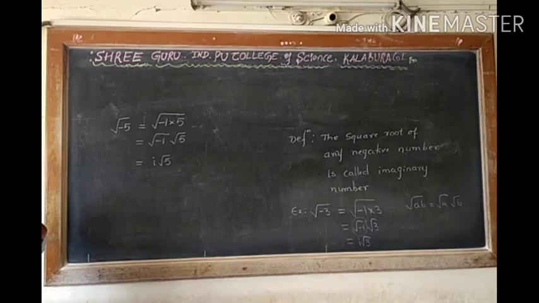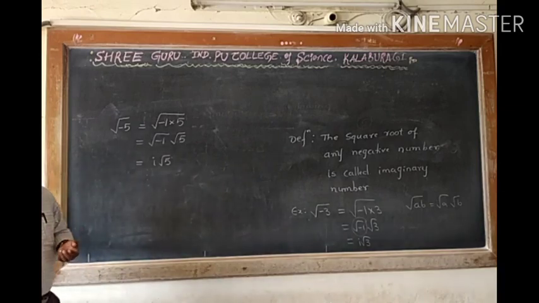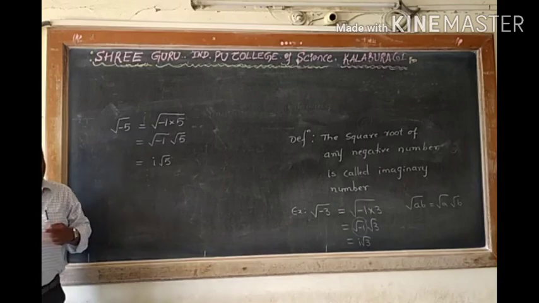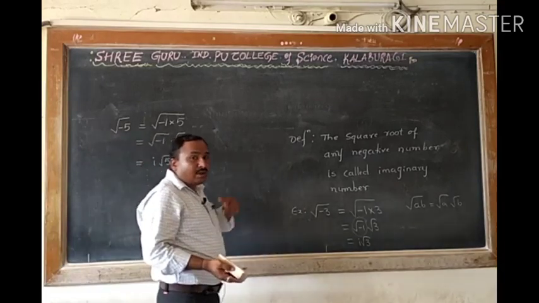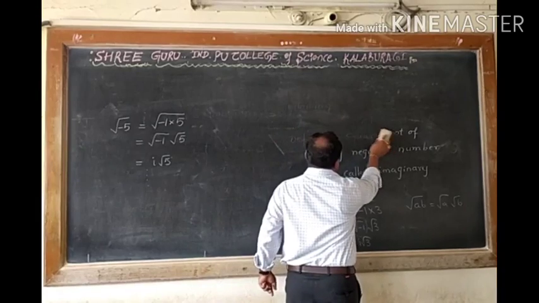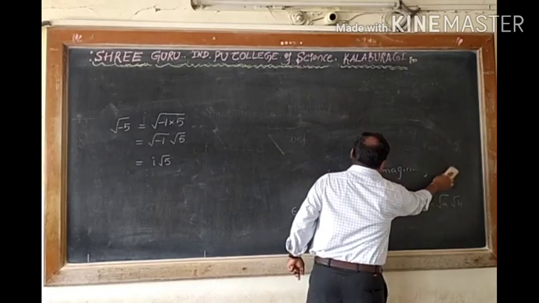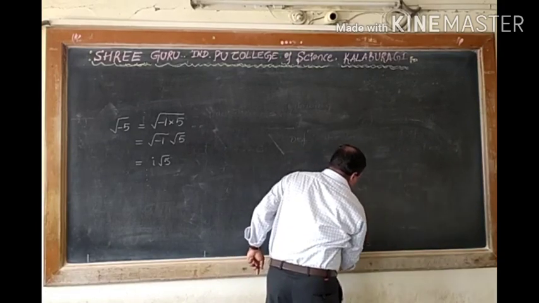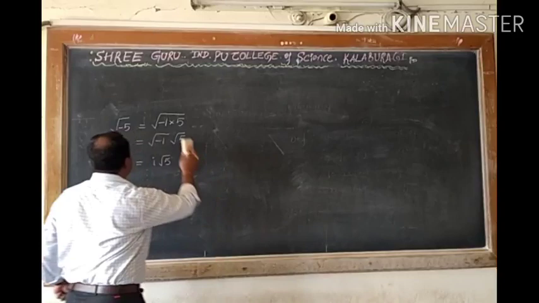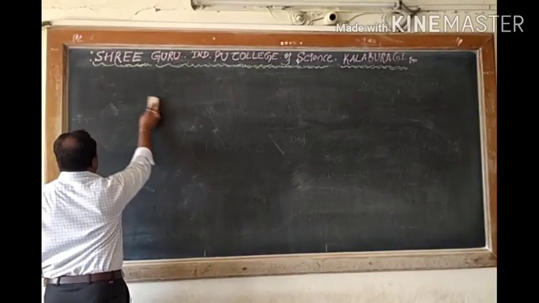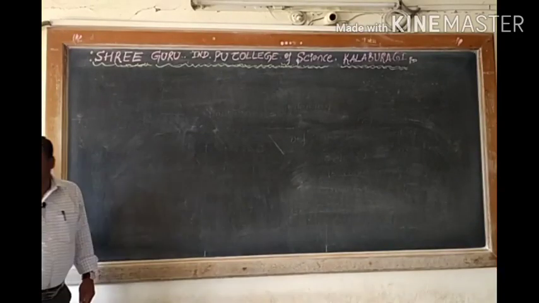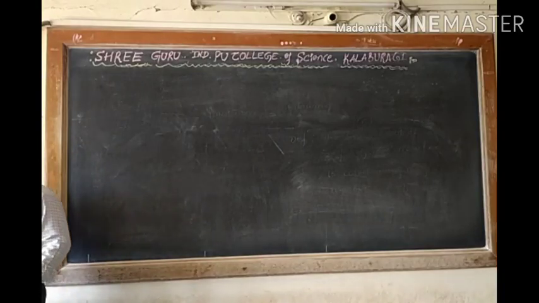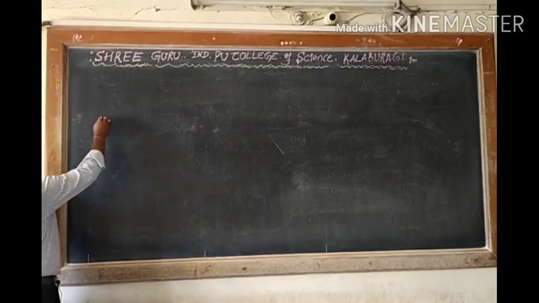Next, study about i powers. I powers is the main important rule. Suppose i to the power 0, i to the power 1, i to the power 2, i to the power 3. What are the values? Next, study i powers. Note.